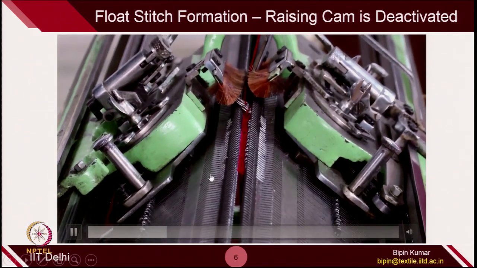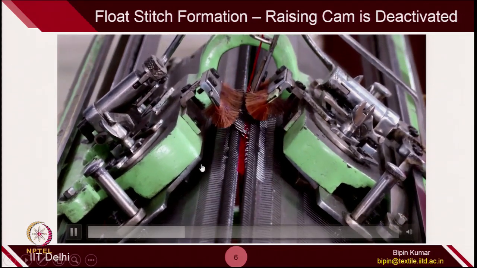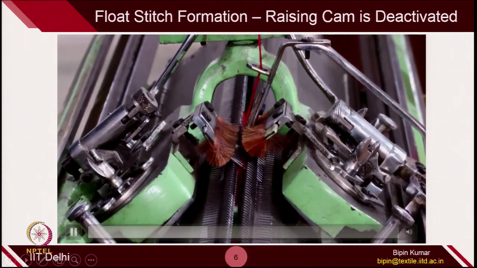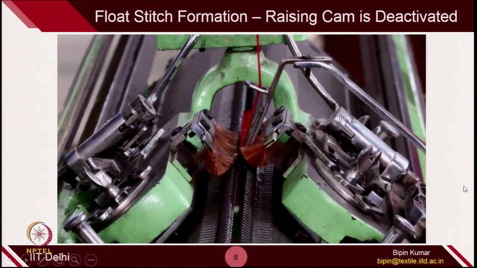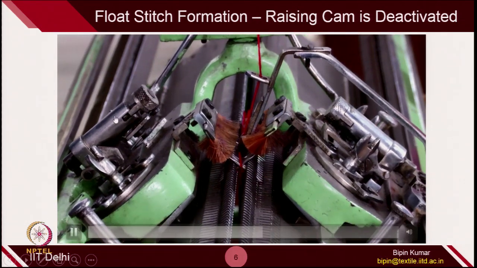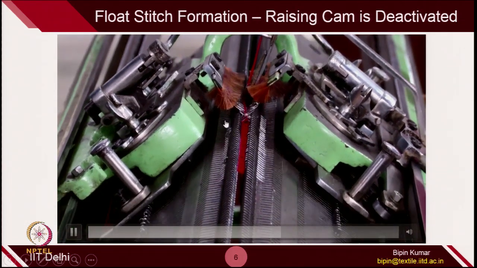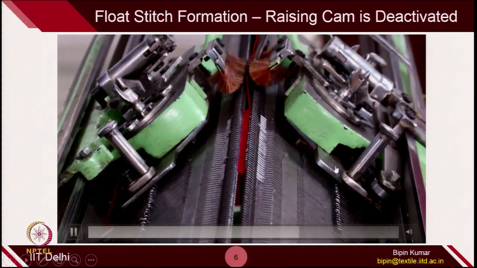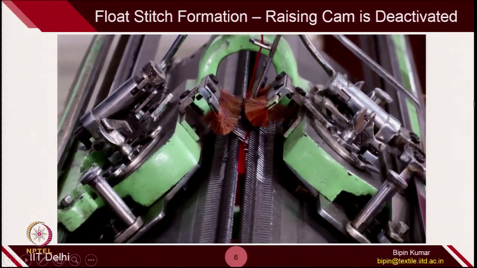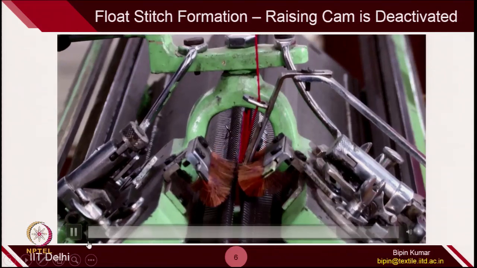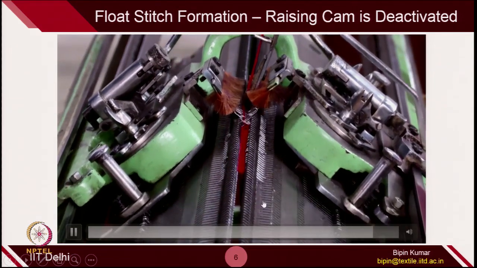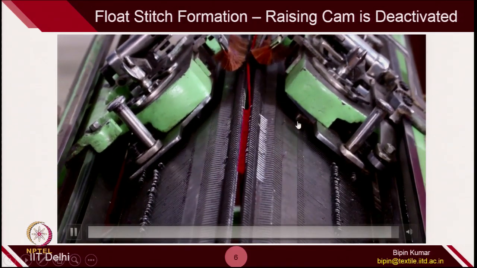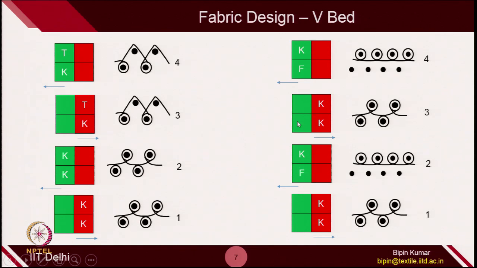In that case, you can see no needles have been selected on this bed, only the needles on the opposite bed have been selected, because there the raising cam is still active. But once I reverse the path, you can see the needles of both beds have been selected. So, only on one side the raising cam has been deactivated, but on the opposite side it has not been deactivated. This is how you create float stitches.